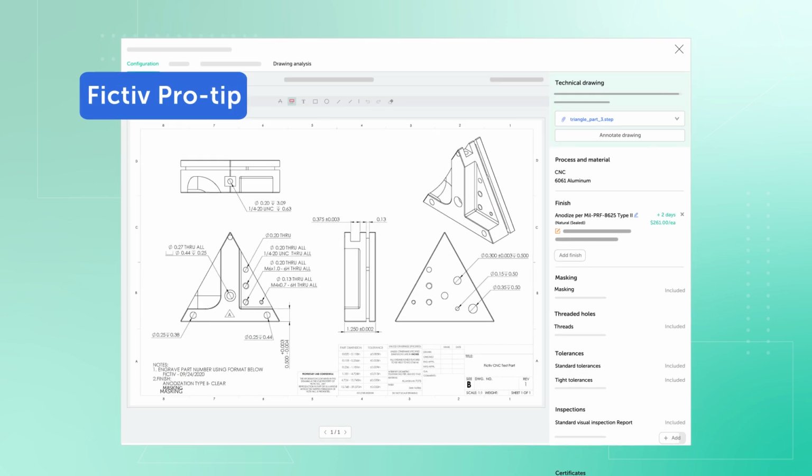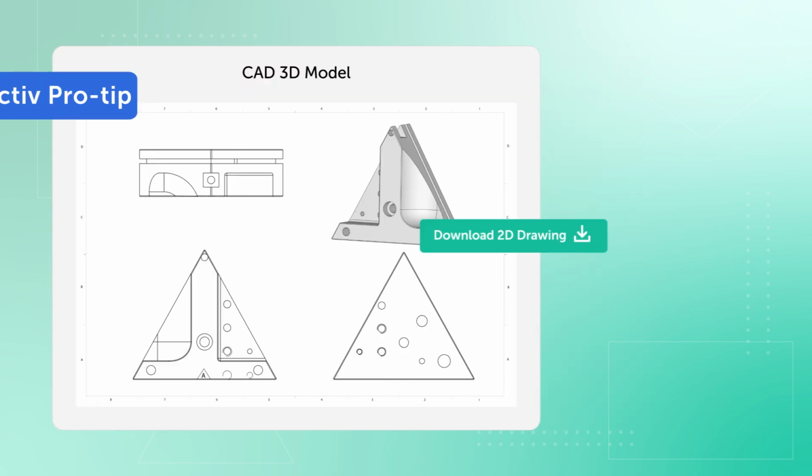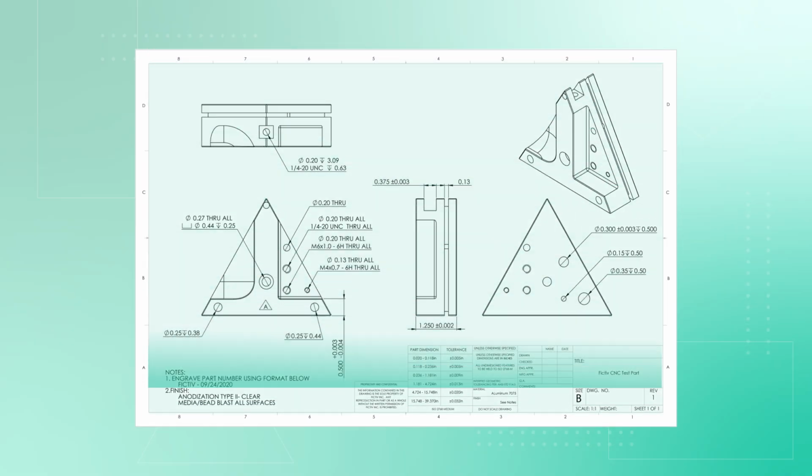Fictiv pro tip: always export your 2D drawing directly from the final version of your 3D model. Keeping your requirements perfectly synced eliminates the vast majority of conflicts before drawings reconciliation even scans your technical drawing file.